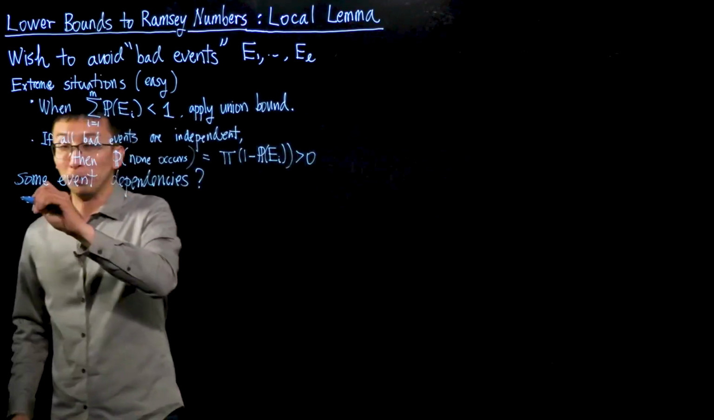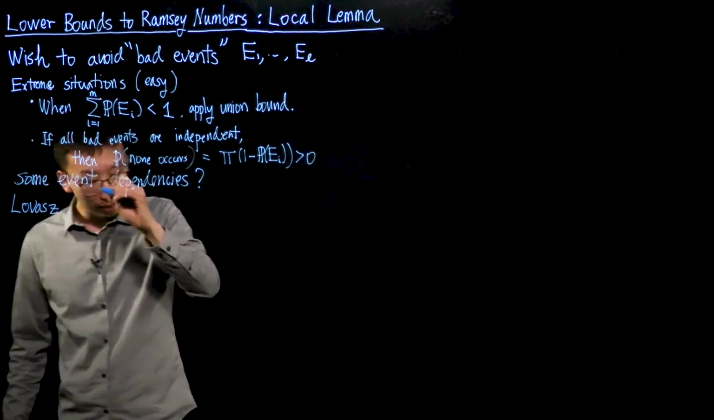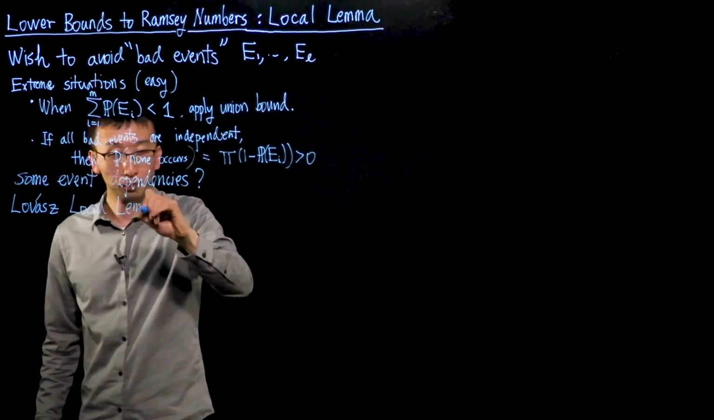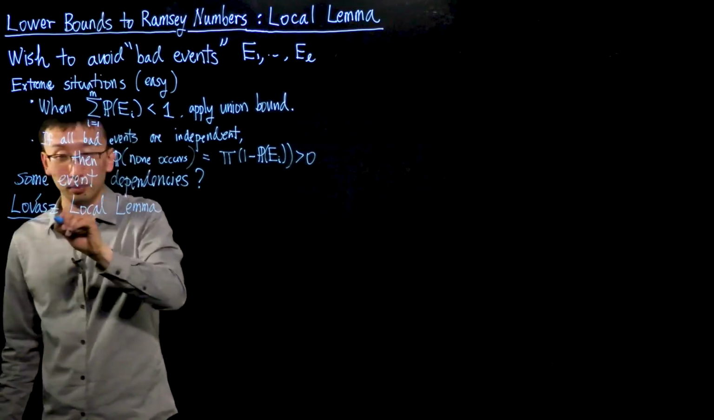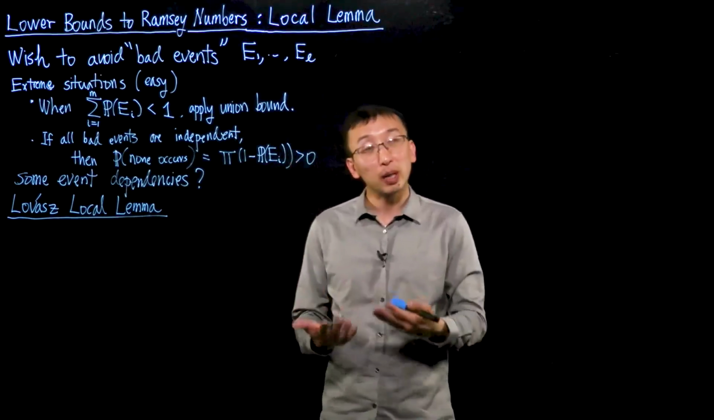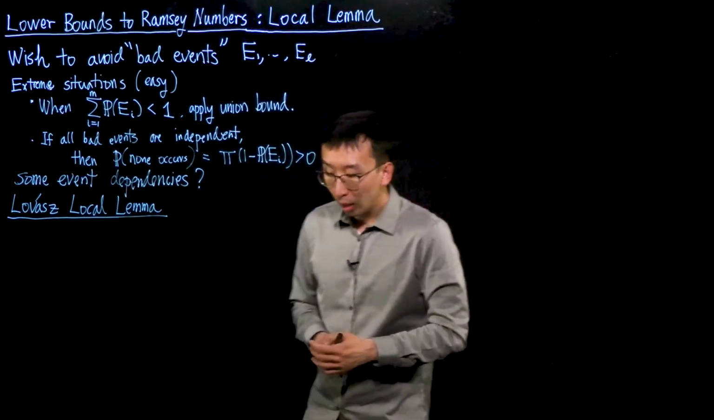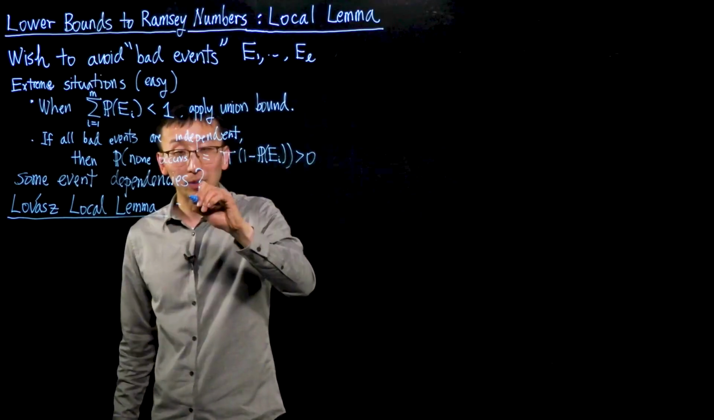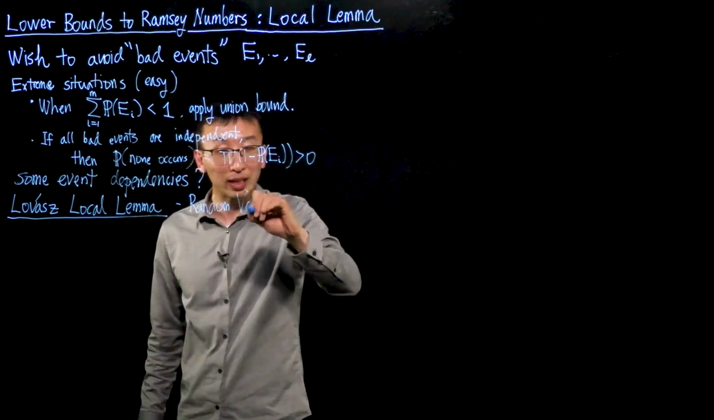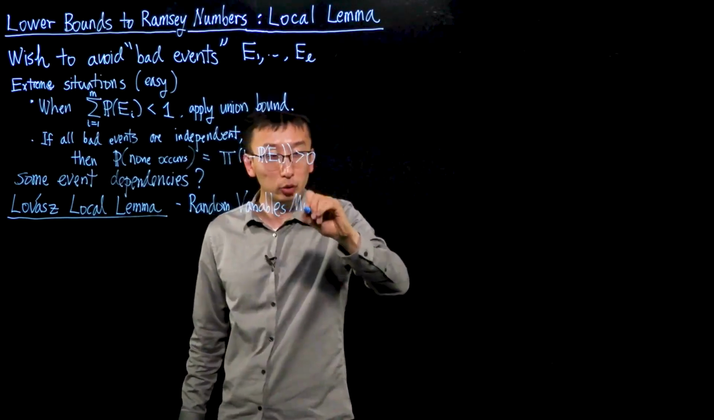A powerful tool that we will see is the Lovász Local Lemma. So let me explain what the Lovász Local Lemma is and then apply it to the problem of lower bounds to Ramsey numbers. So here is a version of the statement of the Lovász Local Lemma, and specifically applied to a setting known as the random variables model.